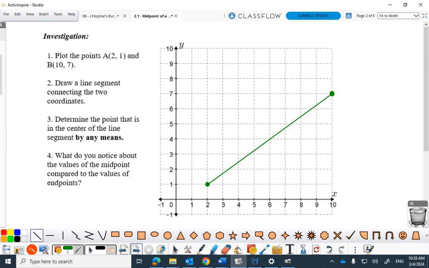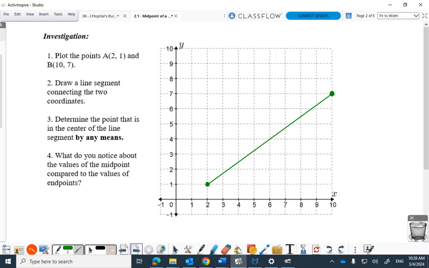Determine the point that is the center of the line by any means. Well, okay, this is the part of the investigation you should do. Take a moment, a few moments, and see if you can decide. No tricks. Feels like I'm setting you up for a trick. I'm not. Look at that carefully and decide confidently what the midpoint of that segment is.